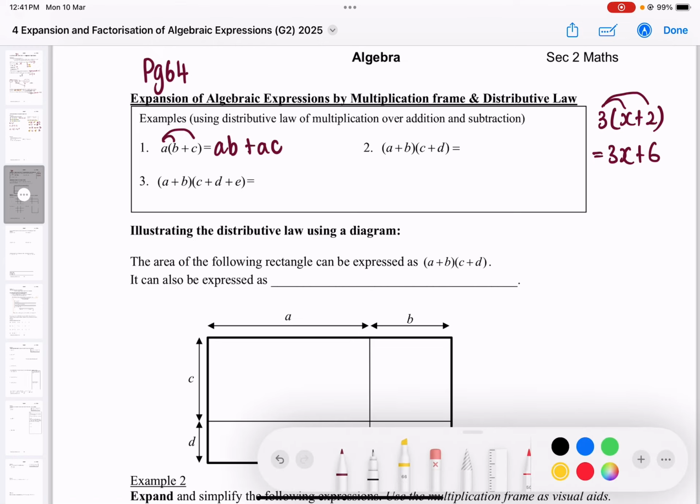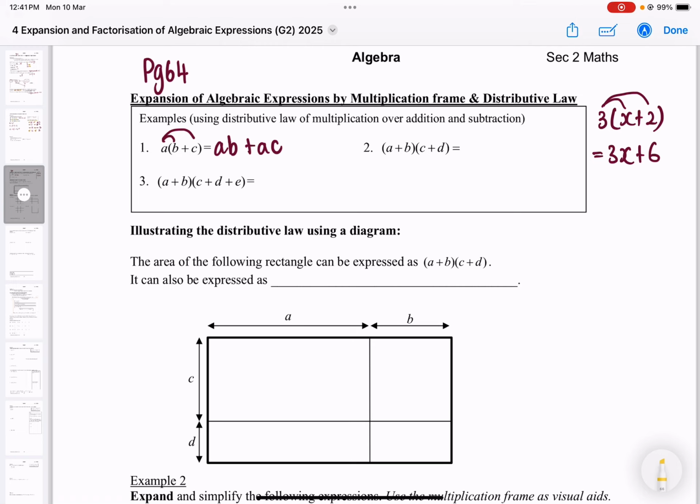So in this video, we will learn how to expand expressions that look like this. What if I wanted to multiply (a plus b) to (c plus d)? So both the brackets have 2 or more terms. So this would be the objective of this video. So let's look at how we can expand this.